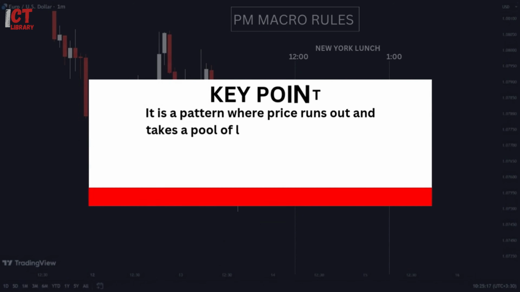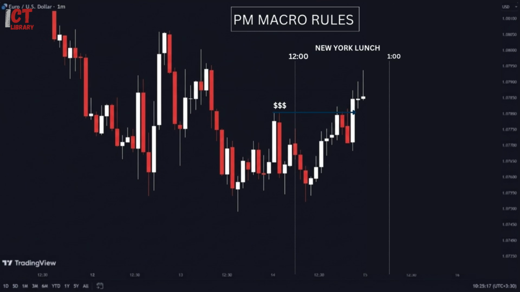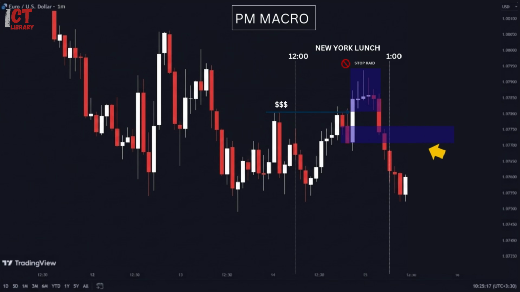What exactly is a breaker? It is a pattern where price runs out and takes a pool of liquidity, in this case, a buy-side liquidity pool. Then it reverses sharply and trades back below that short-term low. If price trades back up toward that level and the overall narrative remains bearish, you must already know what the market is targeting next. If you skip that step, it is not a breaker anymore. It becomes a gamble. It turns into aimless speculation.